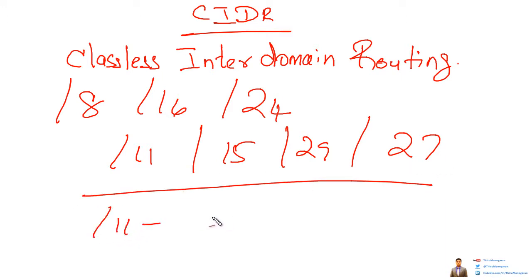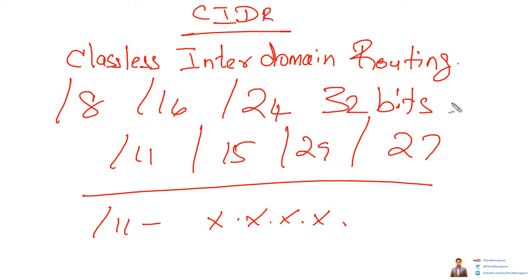Let's say if it's /7, how do you convert that to the mask value? That's what we are going to look at in this video. But in order to do that, we need to know how many bits are on the subnet mask. Let's say an IPv4 has 32 bits on the subnet mask.